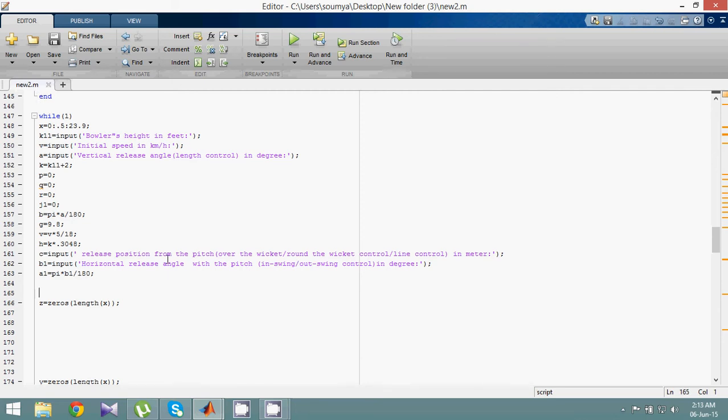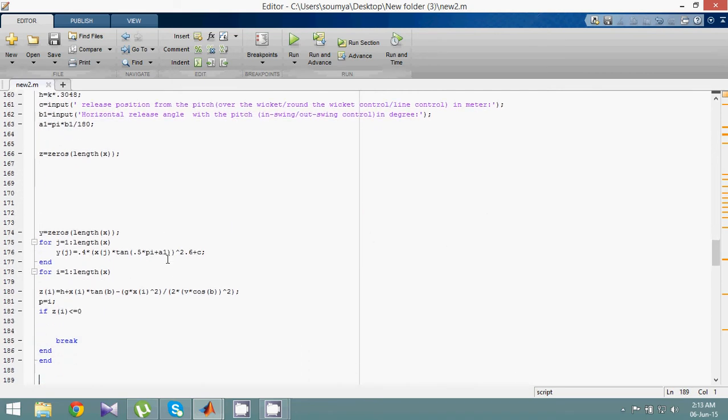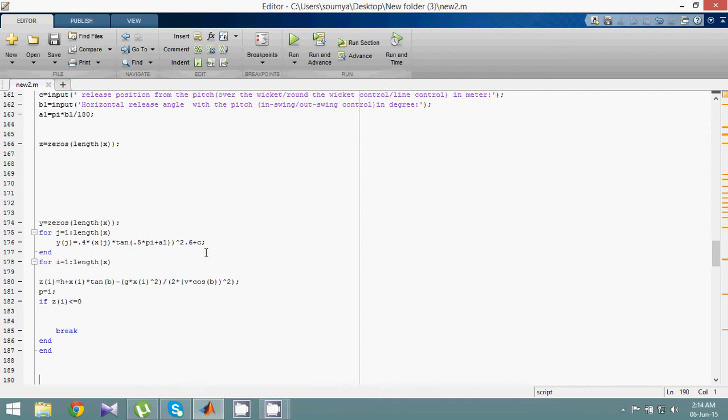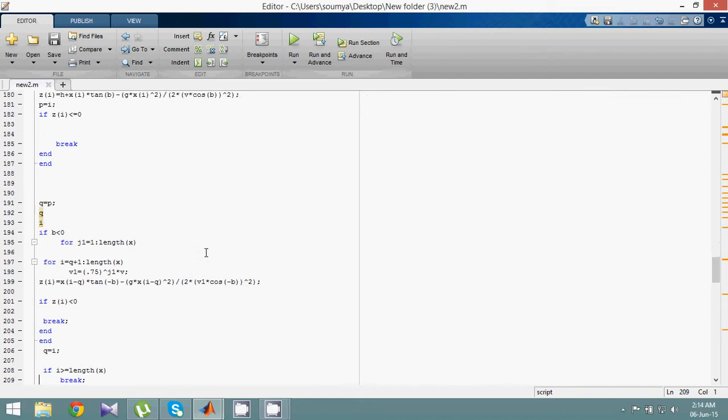So what I used here is not a straight line. I used a parabolic function here: 0.4 x tan theta to the power 2.6. I used this value from curve fitting or from my previous experience, and plus c is the release position. So that's going to control the in-swing and outswing, and also the position where the ball is released.